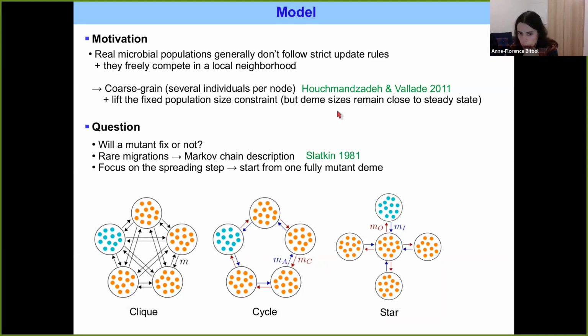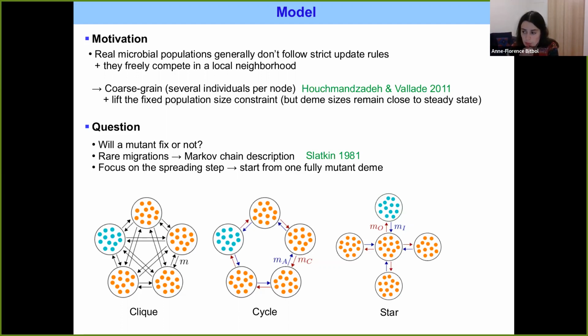And so we also chose to stay in the regime where demes, so a deme is a subpopulation, one of these which are going to be on each of our nodes. So we assume that on each of the nodes, the subpopulation or deme has a size that remains close to steady state in this logistic growth framework, so that we don't have any extinction effects, etc. We want to remain close to the previous description, but to lift this fixed size constraint. Okay, and so now we ask the same question as before, which is whether a mutant is going to fix or not in the population.